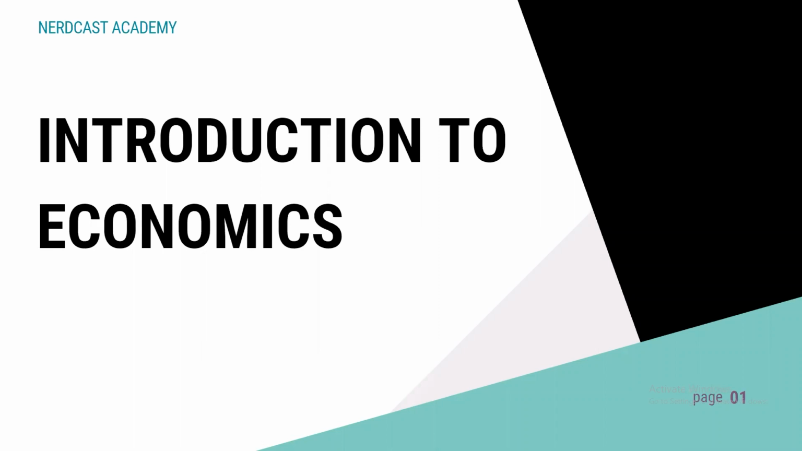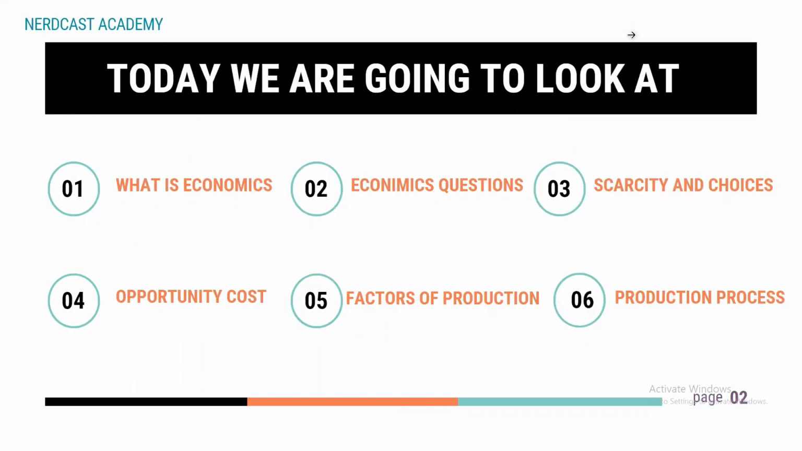Everyone, in this economic lesson series, today we are going to learn about Introduction to Economics. So, these are the main areas we are going to focus on today. As a beginner to economics, everyone should have knowledge about these main areas. Those are what is economics, the main 5 economics questions, what is scarcity and choices in economics, what is opportunity cost, and what are the factors of production and how the production process goes. So now let's look at what is economics.